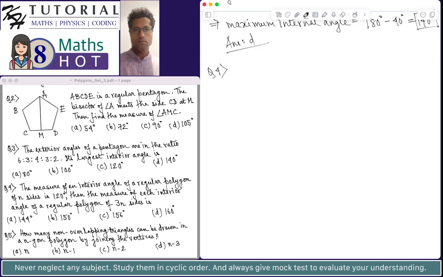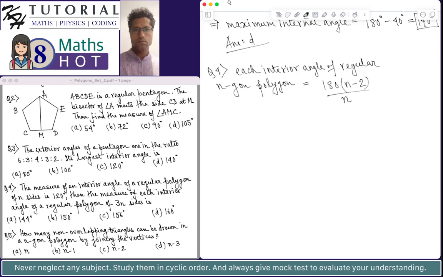Okay, it is given that the measure of an interior angle, we know the formula for each interior angle of a regular n-gon. An n-gon polygon means, in short, a polygon having n sides. So each interior angle of a regular n-gon we know is equal to 180 multiplied by (n minus 2) divided by n, where n is the number of sides of the regular polygon.